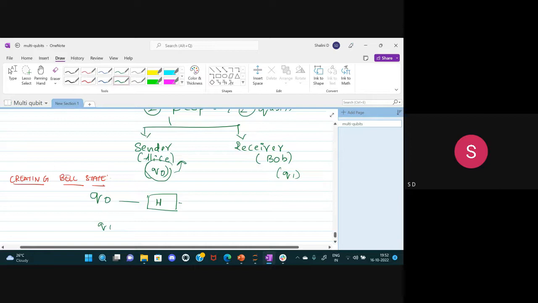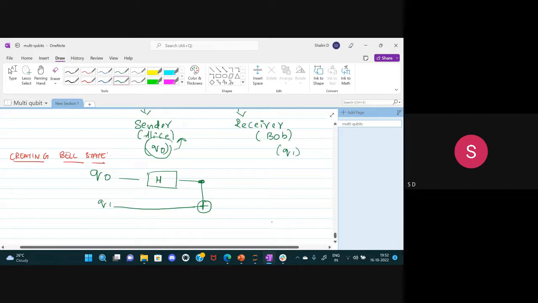and then we need to put a CX gate. Sorry, not X gate, CX gate. Sometimes, if my tongue slips, please correct me. Okay, H gate, and this is the C-NOT gate. Together, the H gate and C-NOT gate form a Bell state. So this circuit created a Bell state.